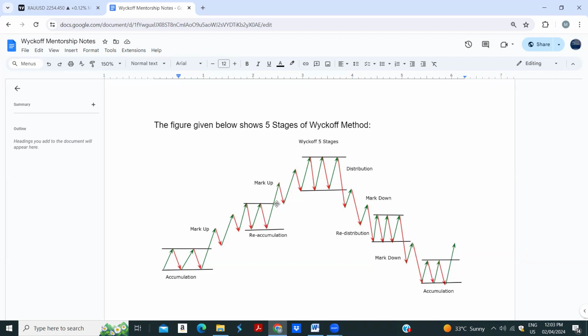Then we have a reaccumulation, then markup, then distribution, then markdown, then redistribution, then markdown, then accumulation. And again, the process is repeated. After accumulation, there is a markup. Then there is a reaccumulation. After reaccumulation, there is a markup. Then after markup, there is a distribution. After distribution, there is a markdown. After markdown, there is a redistribution. After redistribution, there is again a markdown. And after markdown, there is again an accumulation. So this process is repeated throughout the market over and over again. This is known as Wyckoff 5-stage cycles.